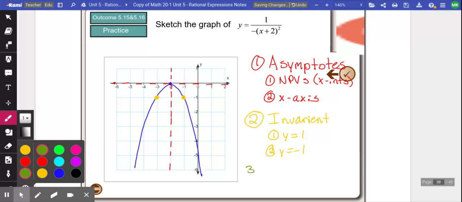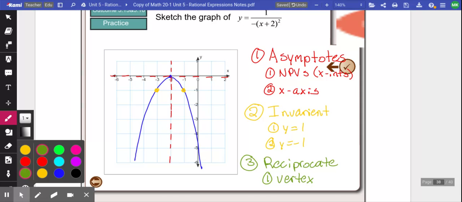The third job is to reciprocate. Normally, on a quadratic, we reciprocate the vertex first. In this case, if you reciprocate the vertex, it's your asymptote, so you can't. So then you just go ahead and do everything else.